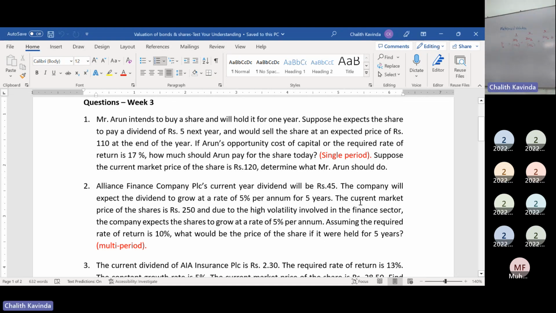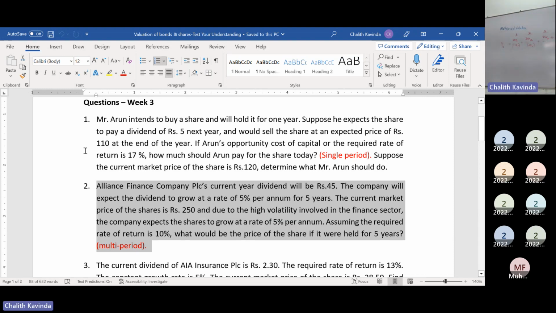Okay. So now we have another question. It's question number 2. Finance is a very easy subject. But the thing is, you need to read the question carefully and you need to be familiar with the terminology of these concepts. Otherwise, it sounds difficult. Okay. So let's look at our question number 2.